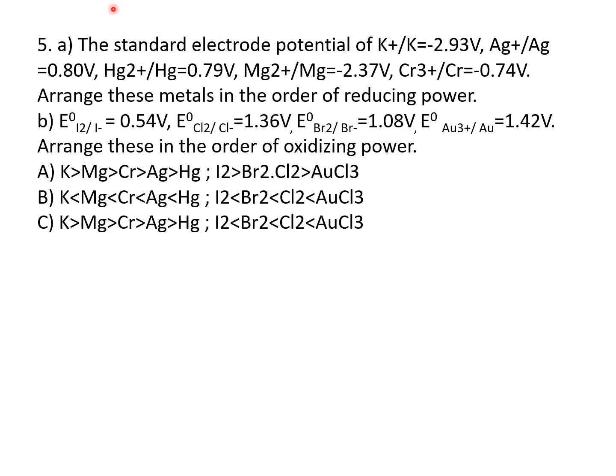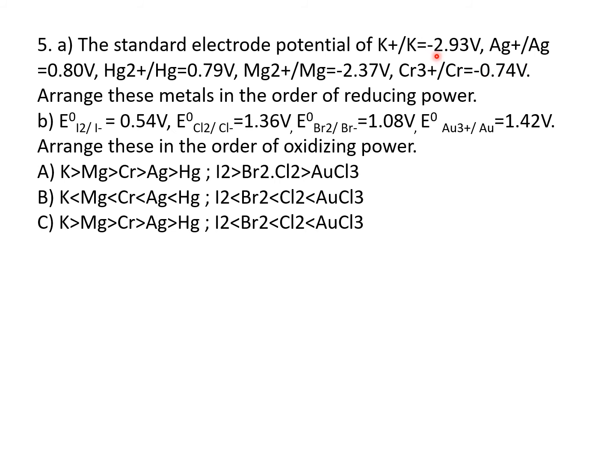Then the standard electrode potentials of potassium, silver, mercury, magnesium, chromium, everything is given. Arrange these metals in the order of reducing power. Order of reducing power means according to the reducing agent. Reducing agent means oxidation takes place. If oxidation takes place, the electrode reduction potential should be very low. So which is the very low value? You need to write that first.